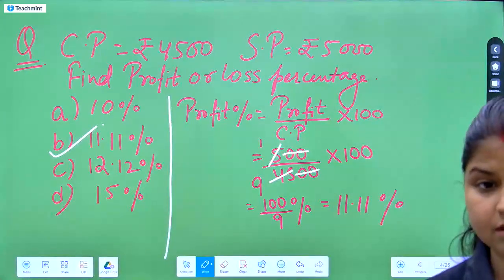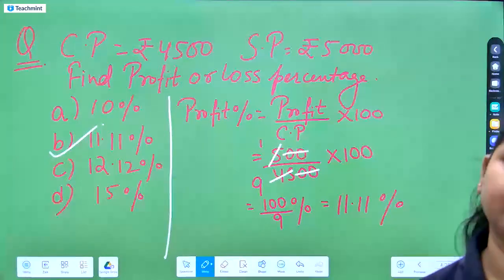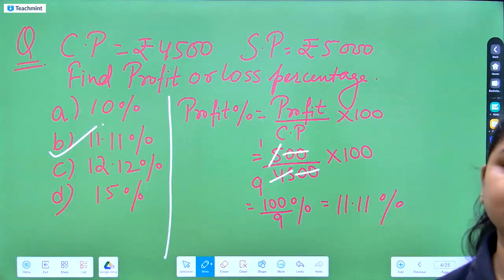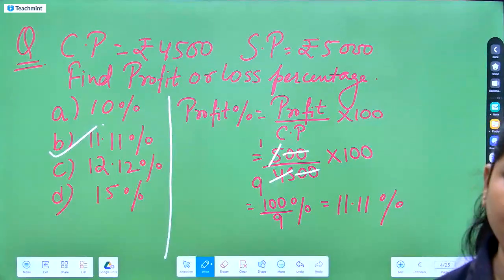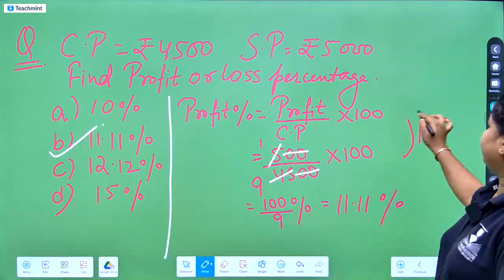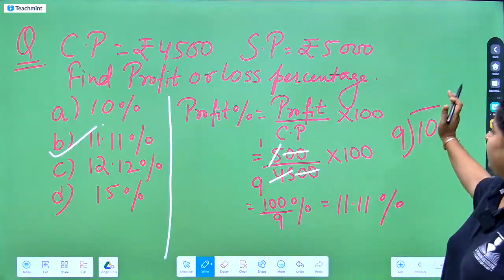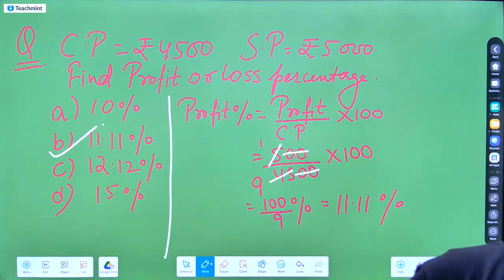How did 11 point come? Divide 100 by 9. You know the division, right? So divide and see. You will get 11.11. Just divide this 100 by 9. Divide it and see. You will get 11.11. Okay.